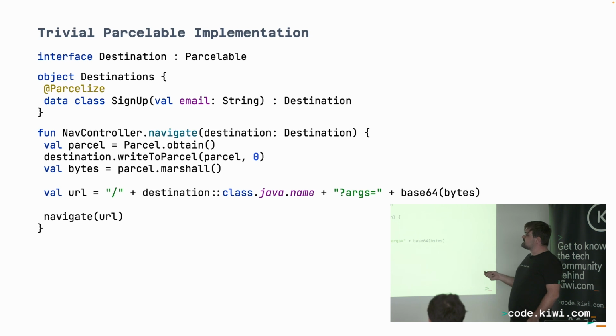So when you pass the destination itself, we will take the destination and create a Parcel from it. That's basically a byte array. We will encode the byte array to Base64 to make it valid for the URL. We would use reflection to take the destination name, and that's it. And we would navigate to the final URL.